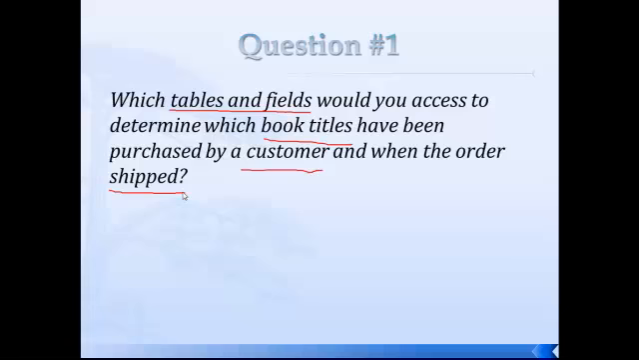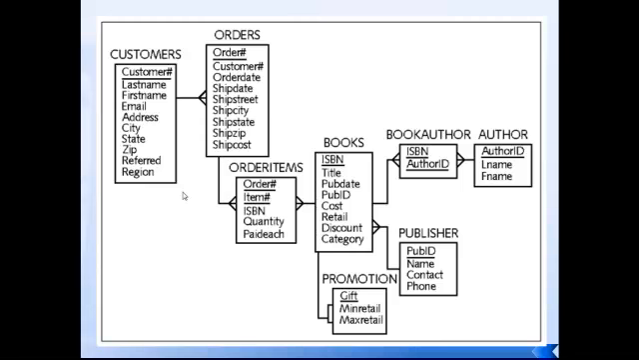Okay. Let's look at the entity relationship diagram. In order to get the book title, we're going to get that from the title field of the books table. We want to know the customer. Now that could be any combination of customer number, last name, first name. So any of those three things from the customers table. We also want to know the ship date, when the order was shipped, from the orders table.